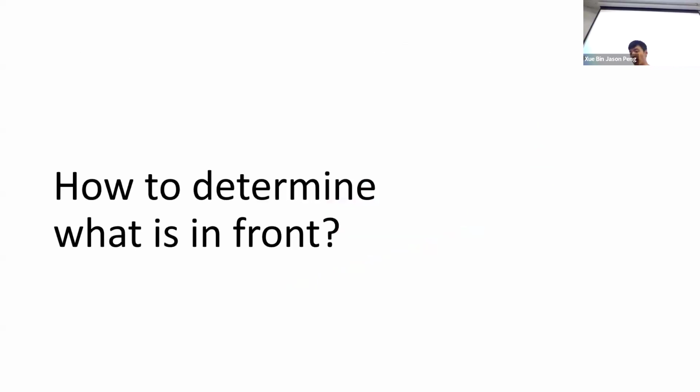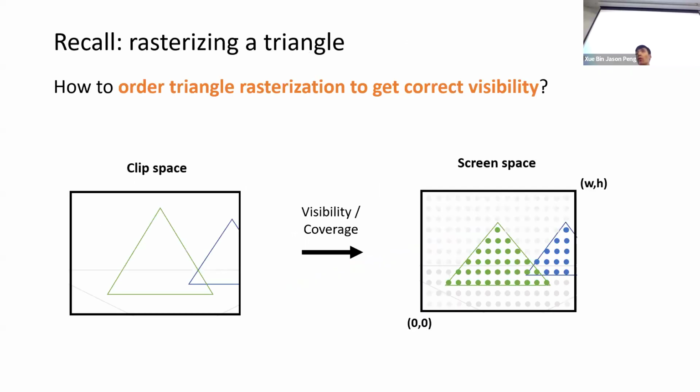Now, we have one last topic to cover for rasterization, which is how do we determine occlusion between multiple shapes? When we have a more complex scene, chances are there will be many triangles in the scene, and some of those triangles are going to be overlapping with each other. So in order to correctly render those triangles, we have to figure out how to correctly order the triangles in terms of the distance to the camera.